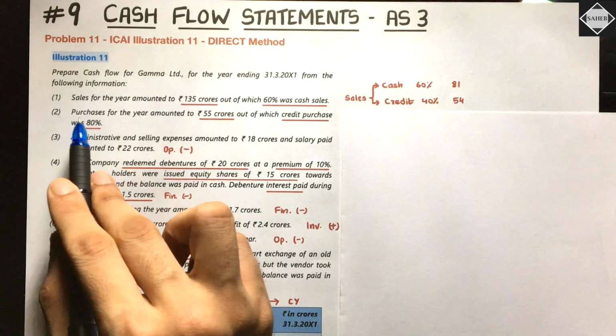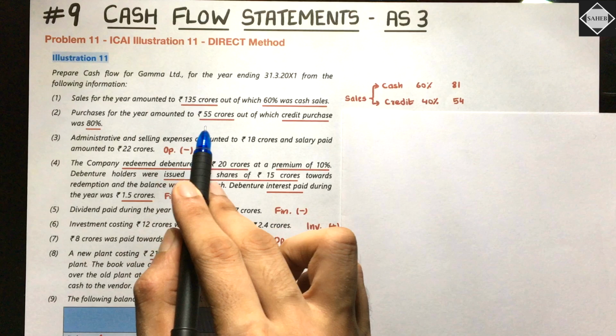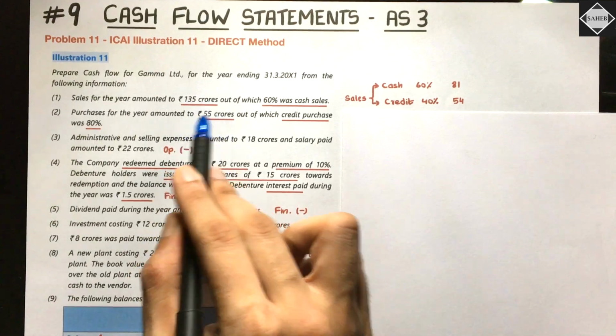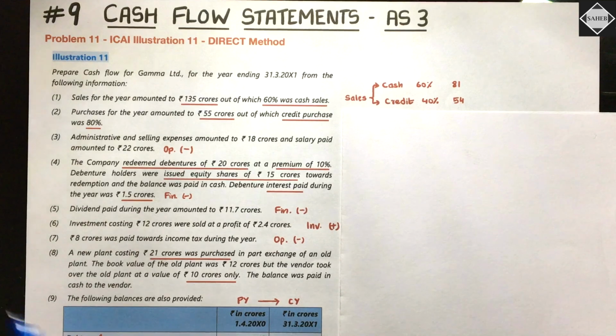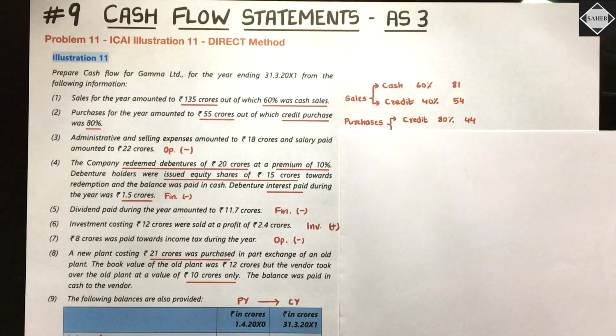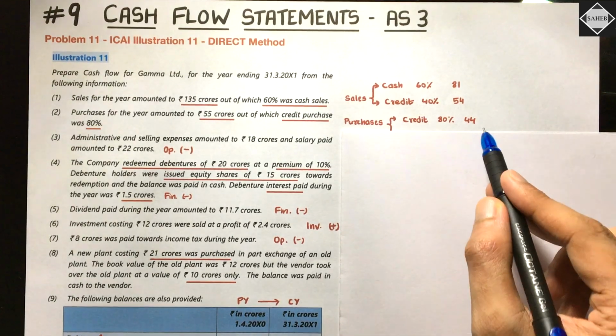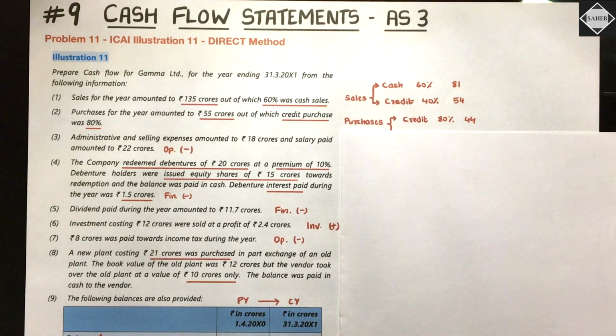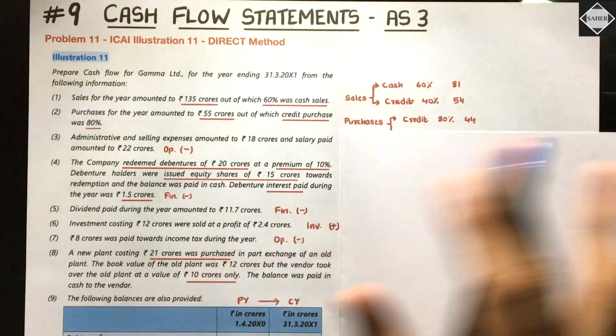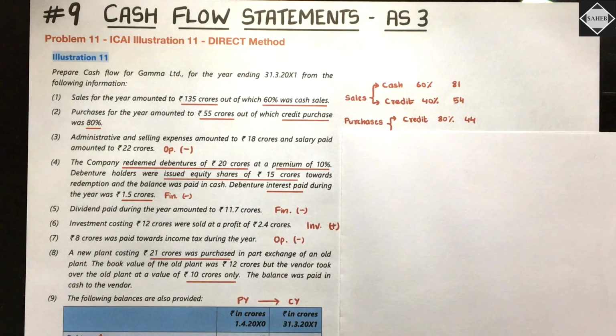Next point, see here, purchases for the year amounted to 55 crores. These are the total purchases, out of which credit purchase was 80%. Okay, let's calculate 55 into 80%. Those are credit purchases. How much? 44 crores. Fine. Again, can you take this in cash flow statement? These are credit purchases. You can't, because they are not impacting cash flow.